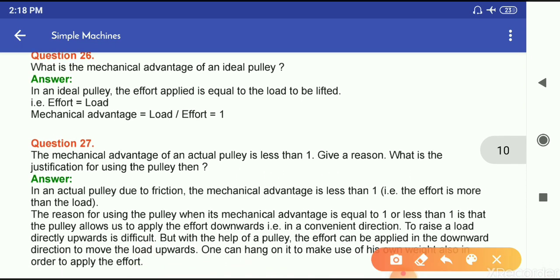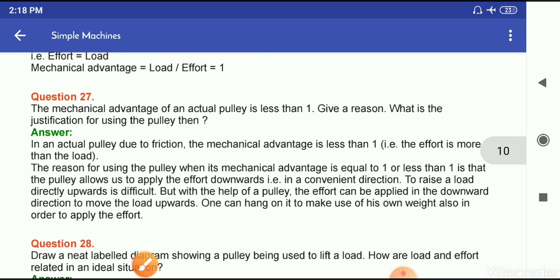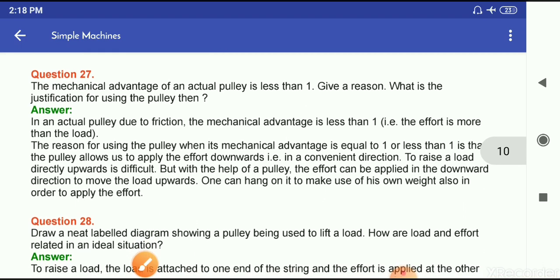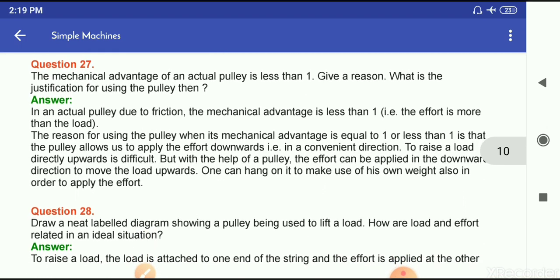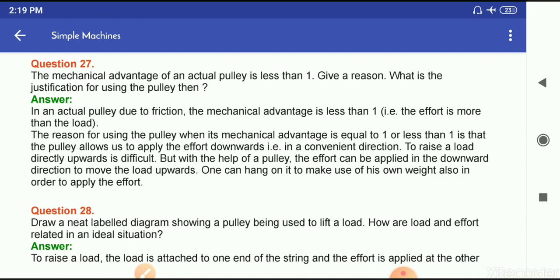That is, effort is equal to load, and mechanical advantage is equal to 1. Question number 27. The mechanical advantage of an actual pulley is less than 1. Give a reason. What is the justification for using the pulley then?